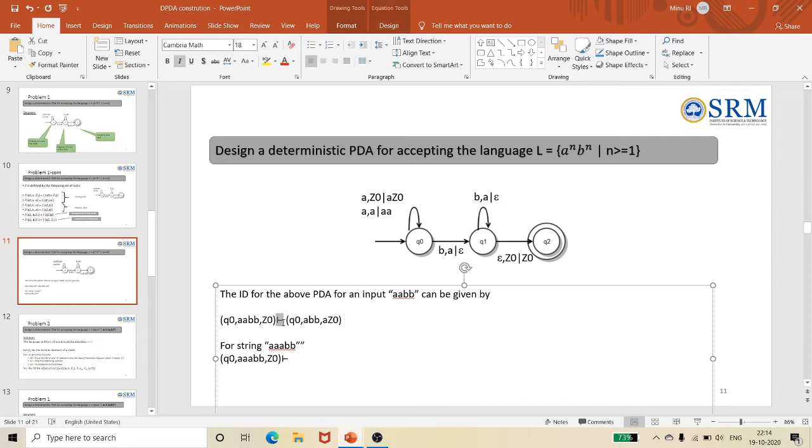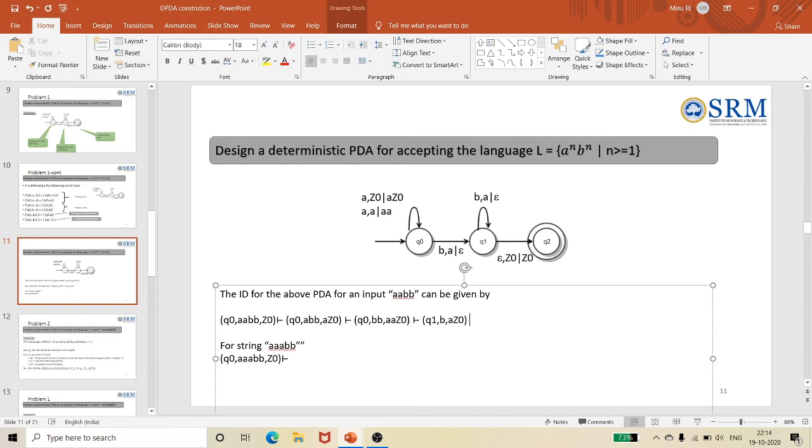Then again use the same symbol. Now what happened in Q0 state, again I am seeing an A. So again I will be in the Q0 state. Then my BB remains and all my A's are being pushed. Then in Q0 state, if I am seeing a B, pop the A and go to the next state. So now I am in Q1 state, one B is already read and one A is already popped, and Z0 remains.